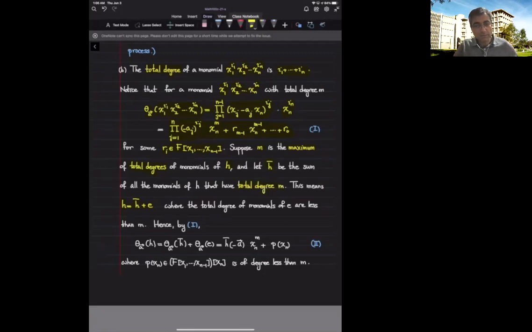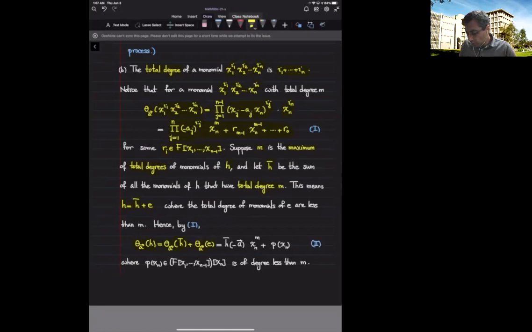So the other monomials of H have total degree less than m, and I put them in the polynomial E. Now I apply theta of A to H. Because theta of A is a ring homomorphism, theta of H is theta sub A of H bar plus theta sub A of E. Now notice that every element that appears over here, if I view it as a polynomial in terms of x sub n, is going to have degree strictly less than n, because all the monomials have total degree strictly less than n.